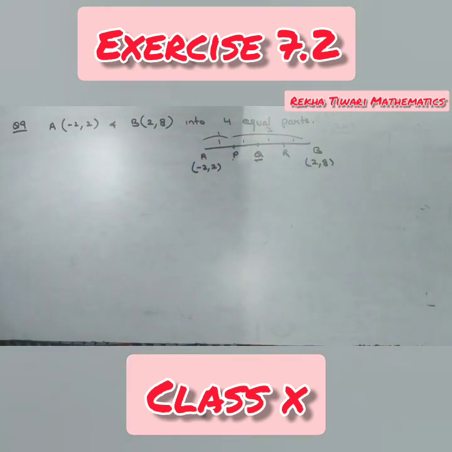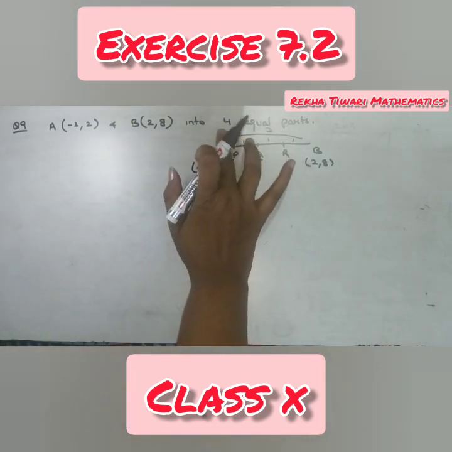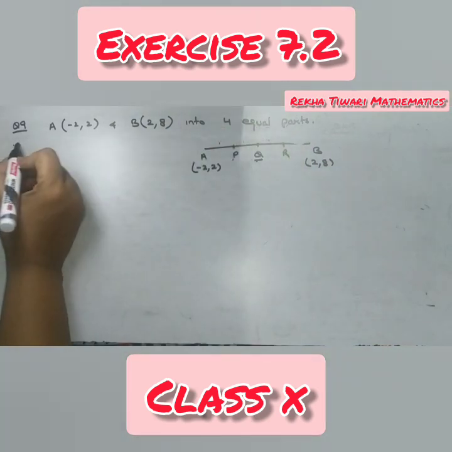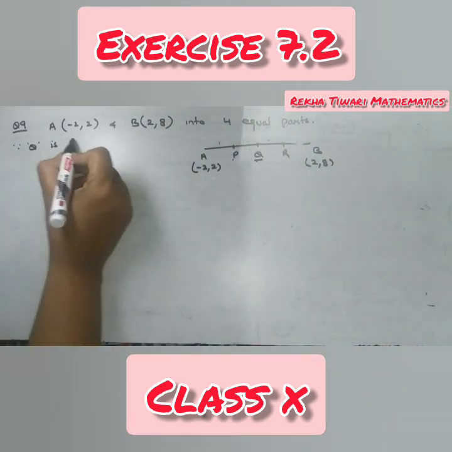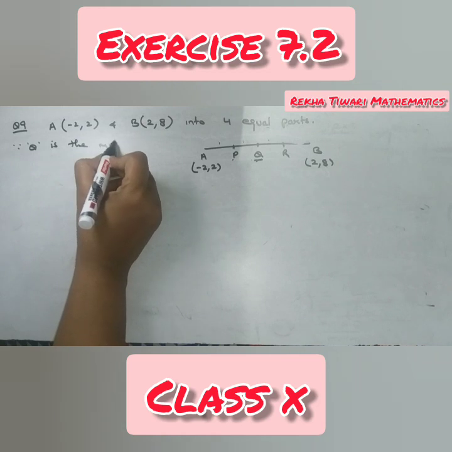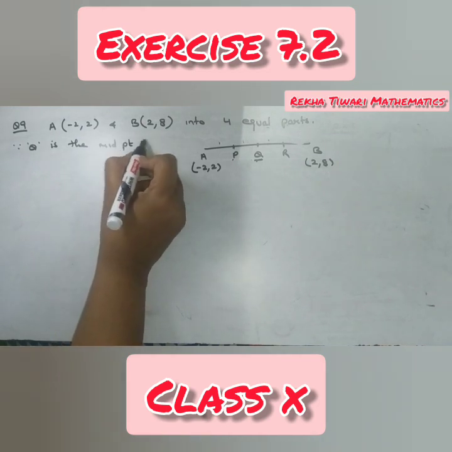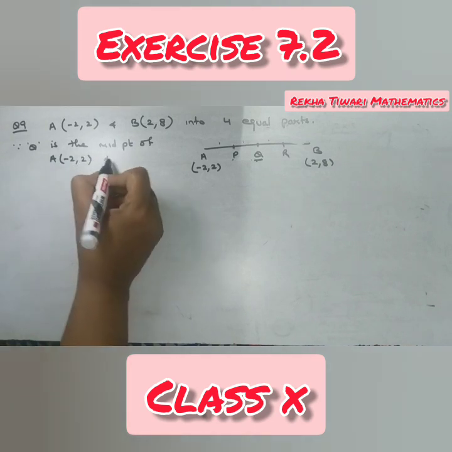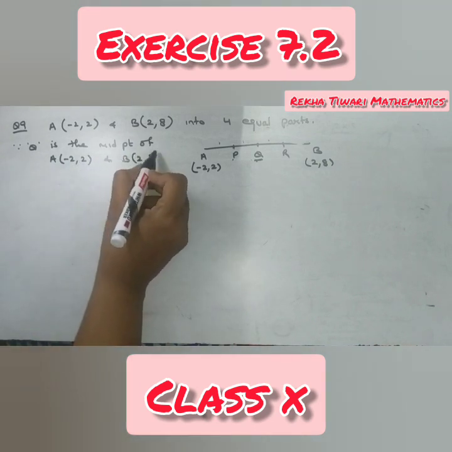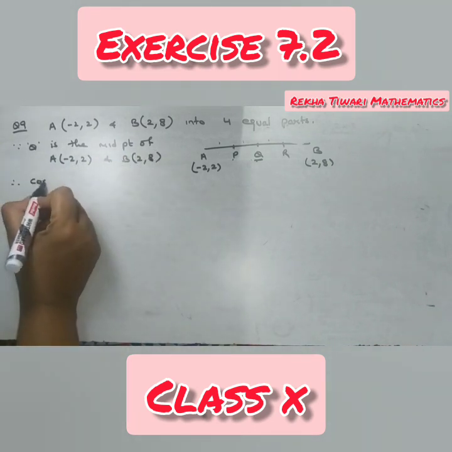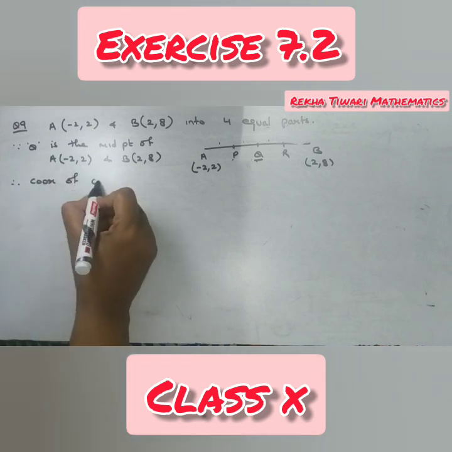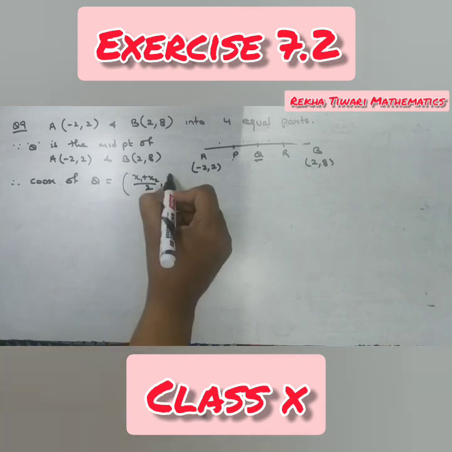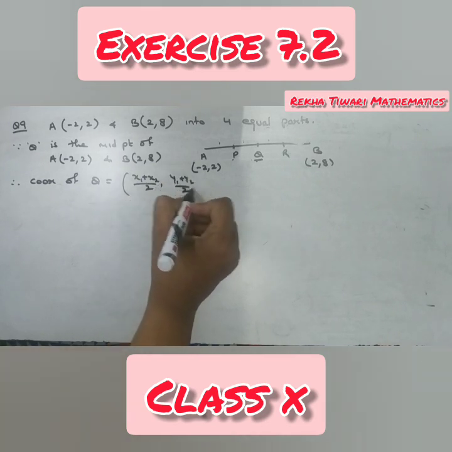You can go in this way also, but it becomes lengthy. So avoid this thing. Use the midpoint formula directly. Since Q is the midpoint of A (-2, 2) and B (2, 8), therefore coordinates of Q is equal to (x1 plus x2 by 2, y1 plus y2 by 2).